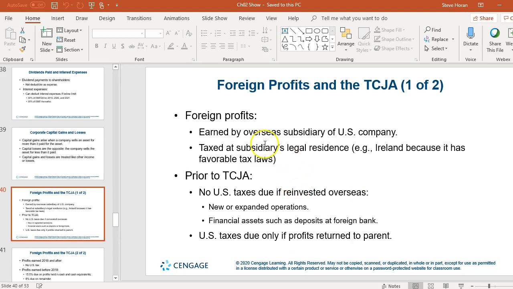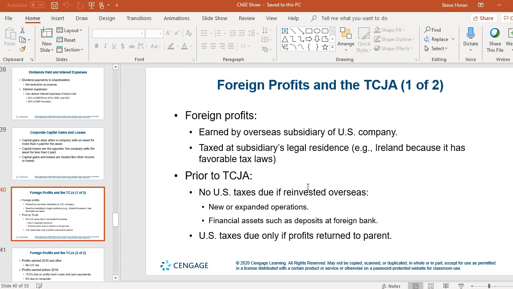Which is part of the reason the tax law was passed: you had a lot of companies that were making profits overseas, but never reshoring those dollars, never bringing those dollars back to the U.S., because there'd be some very unfavorable tax treatment. So why would I do this?